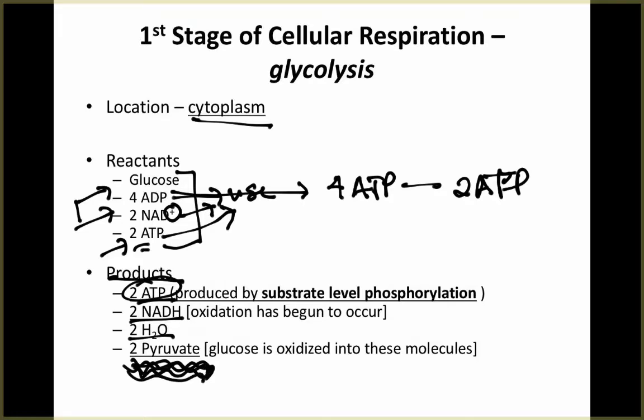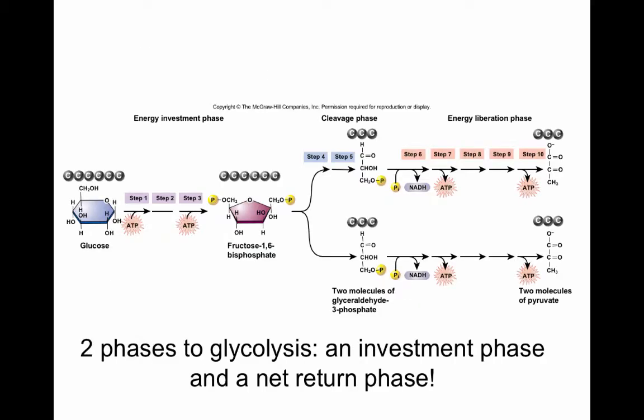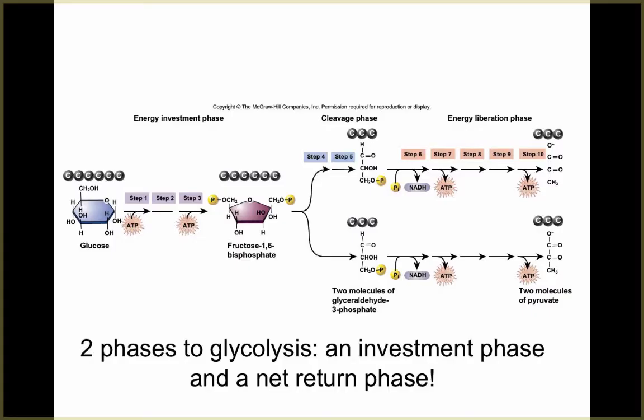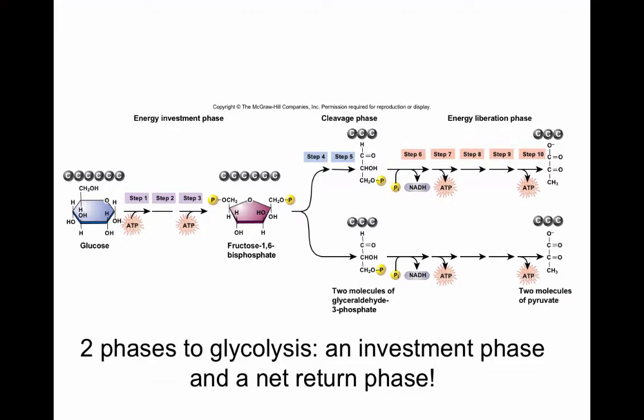Pyruvate is essentially glucose that's been oxidized and cleaved in half. And because that big one is cleaved into 2 parts, that's where you get the 2 pyruvates. And if you look at this scheme right here, it shows those pyruvates right there at the end. So these are going to go into the next phase.